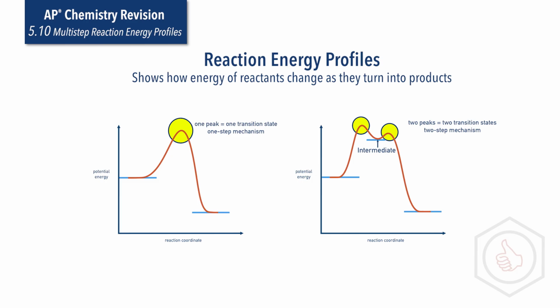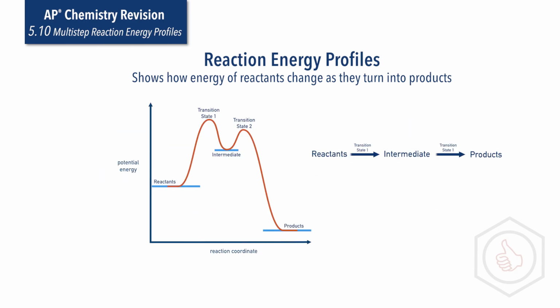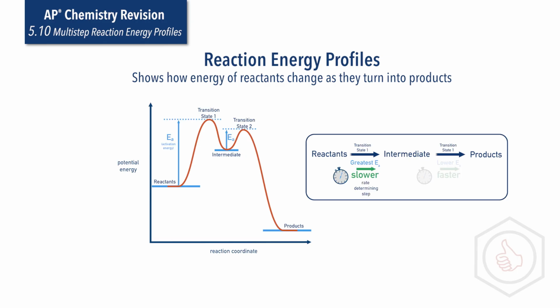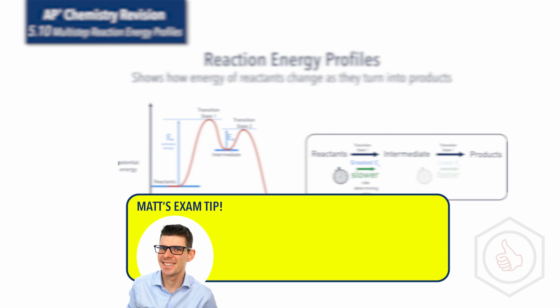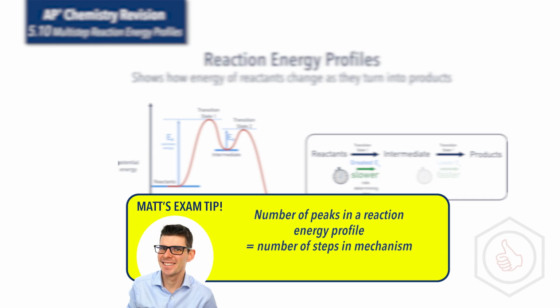The tallest peak in a multi-step reaction pathway usually corresponds to the step with the highest activation energy barrier, so this will be the slowest step and controls the overall reaction rate. Exam tip here. Always count the number of peaks in an energy profile diagram to determine how many steps are in the mechanism. The tallest peak usually corresponds to the slowest rate-limiting step, since the activation energy barrier is greatest to produce this transition state.